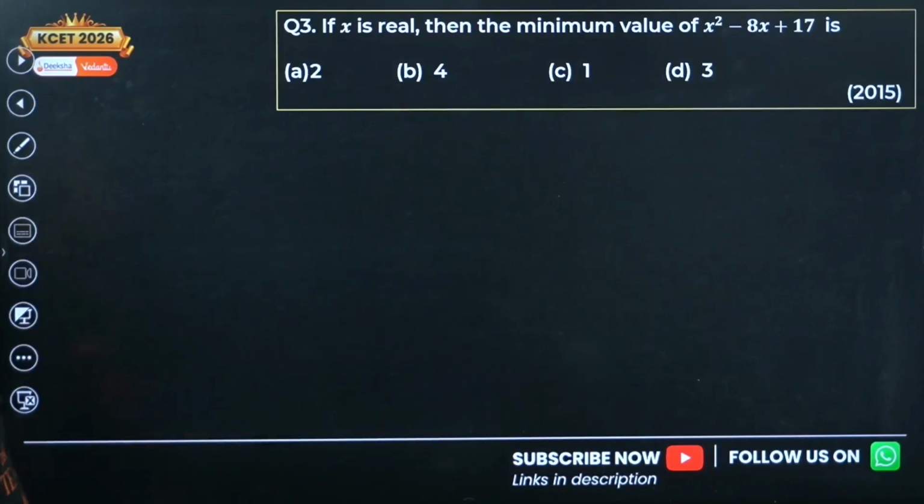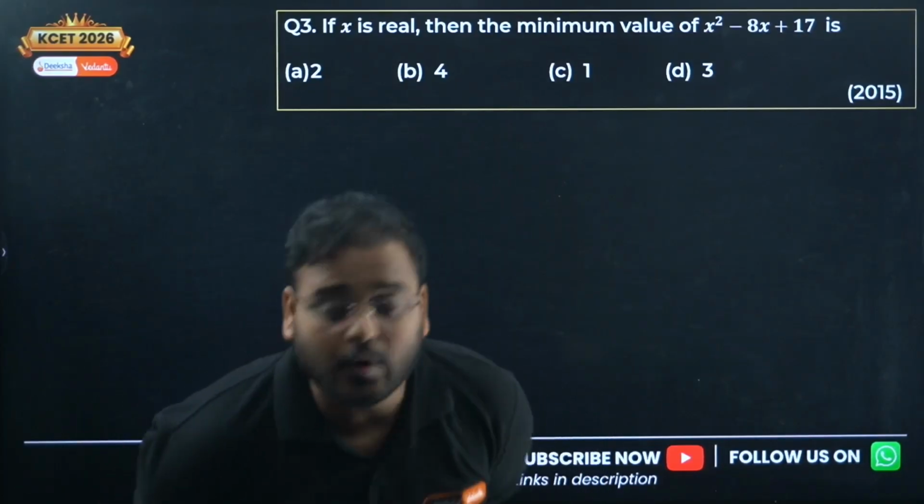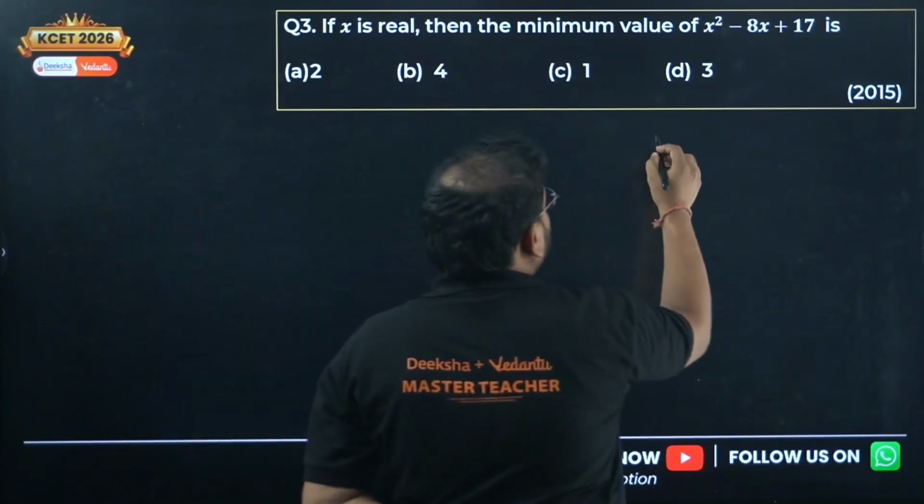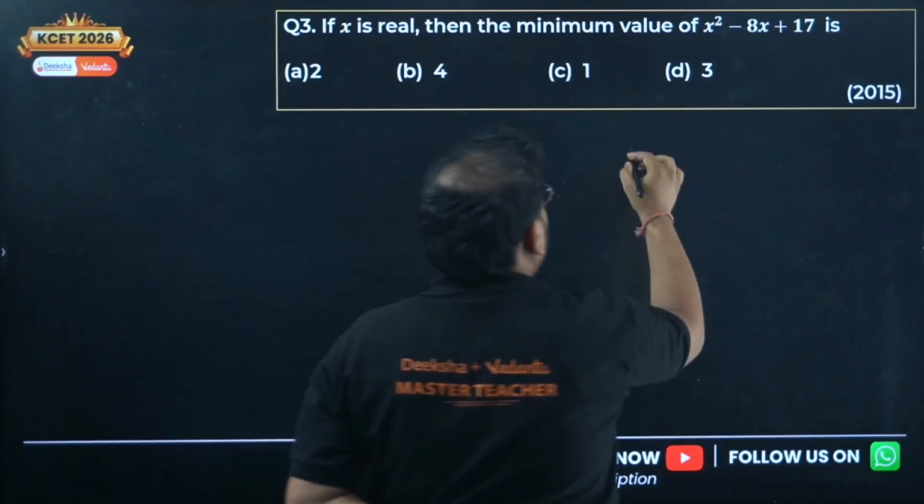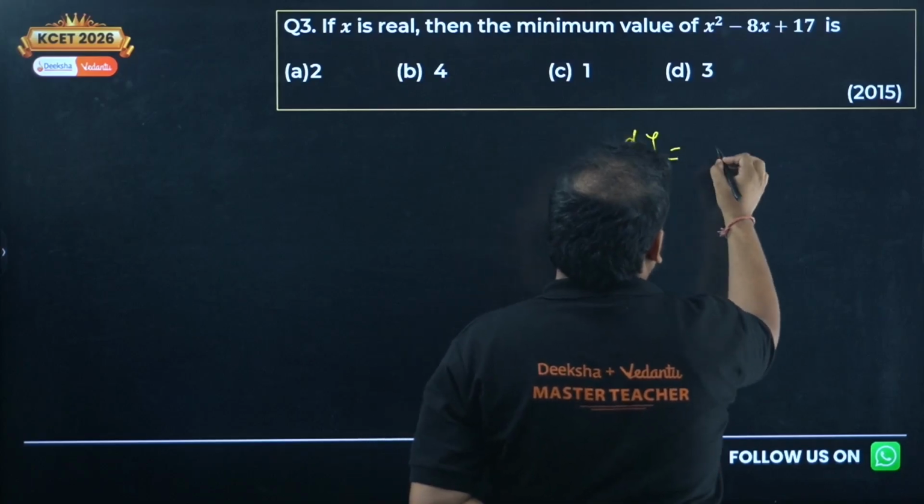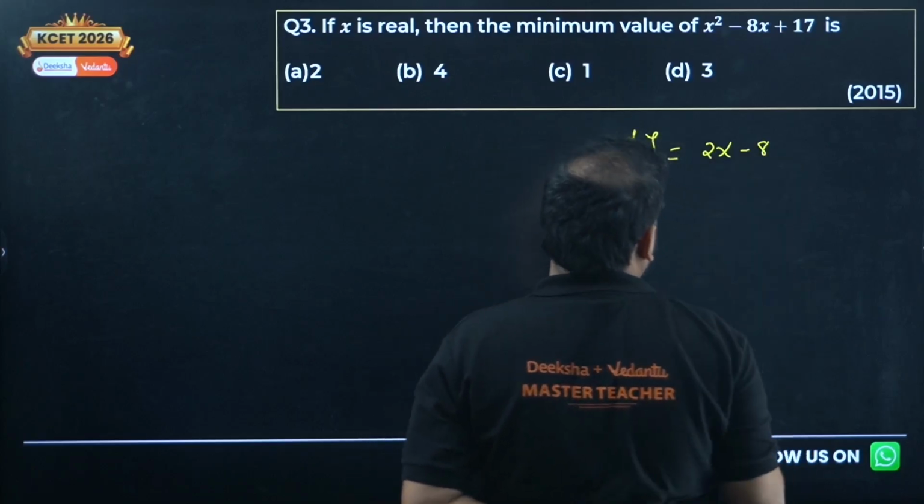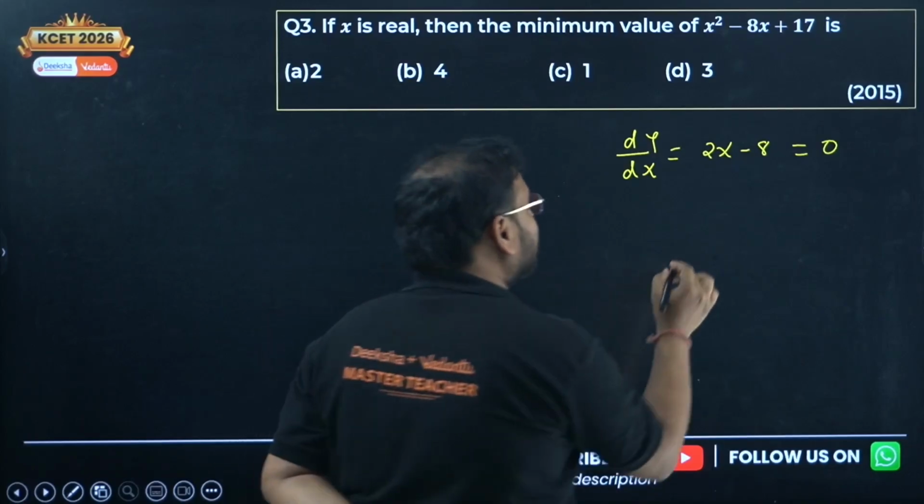Number 3. If x is real, then the minimum value of x square minus 8x plus 17 is what? For the minimum value, the first step is to find the critical point. How do you find that? Derivative dy by dx is 2x minus 8. Put it equal to 0 to get the critical point. We know that very well.